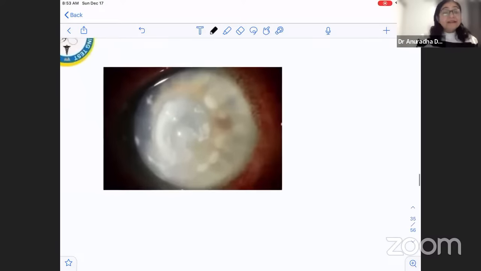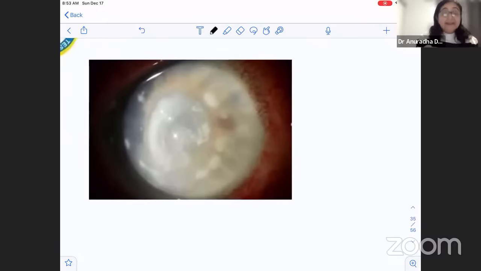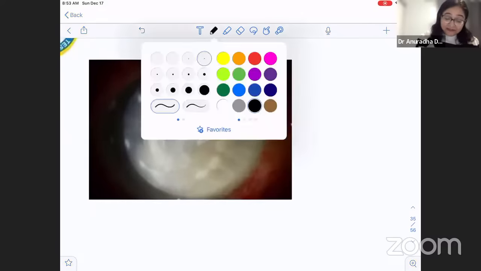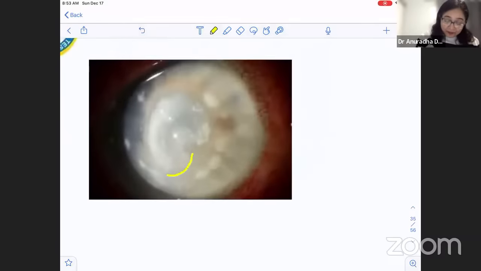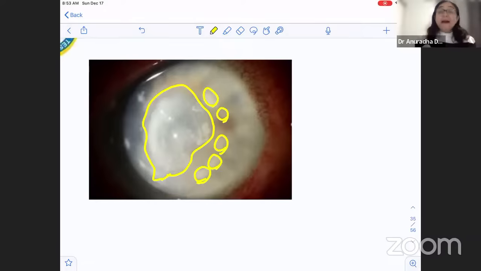If they show you the slit lamp image, or just to revise how the satellite lesions look like, this is how they look like, beta, okay? So this is a dry raised ulcer with feathery margins because the infiltrates are not well defined. And then you can see these multiple small satellite lesions around the main ulcer, which is your fungal corneal ulcer.